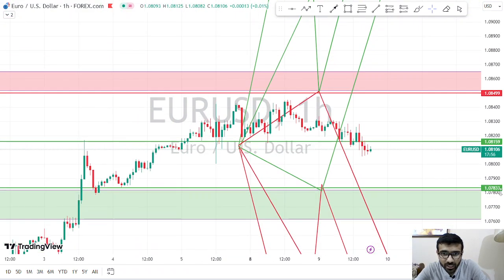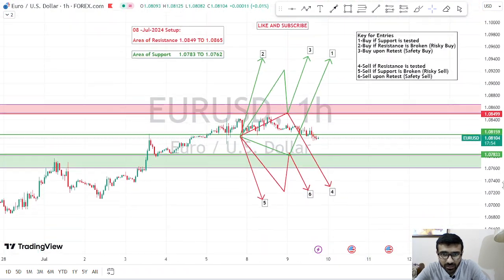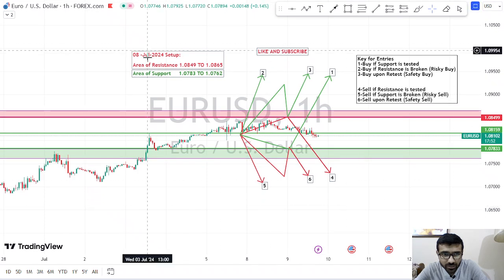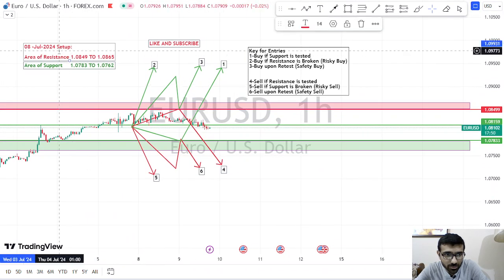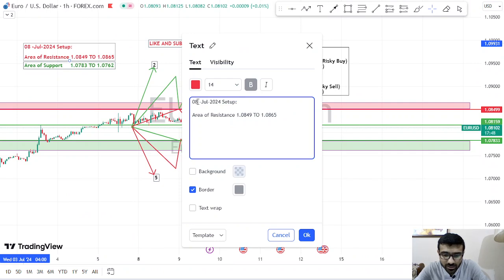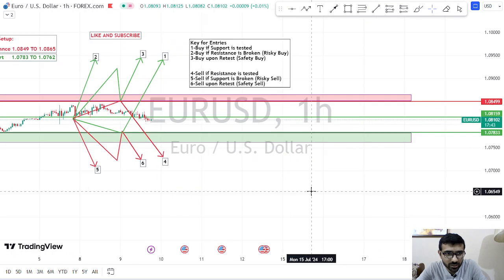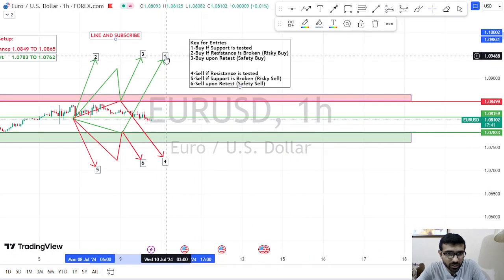Okay, and other than that market has remained sideways, and we are still bullish in this Euro USD pair, and the areas of resistance and support are going to remain the same. So let me just simply move forward the scenarios for you guys.